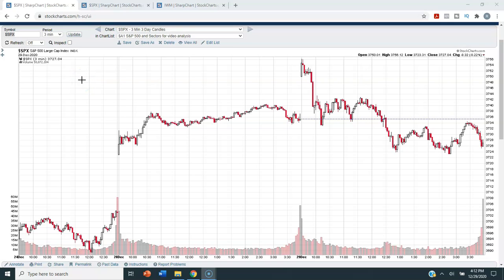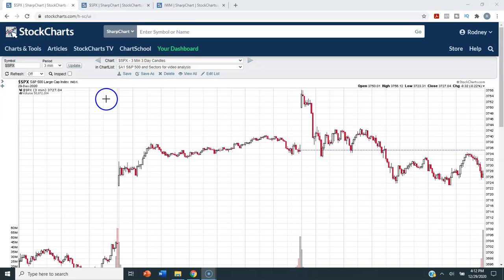Today we will be doing technical analysis on the stock market for Tuesday, December 29th, 2020. And for this analysis, we will be using stockcharts.com.